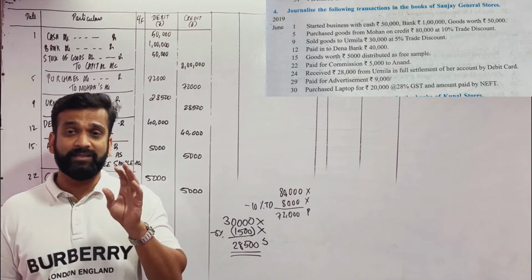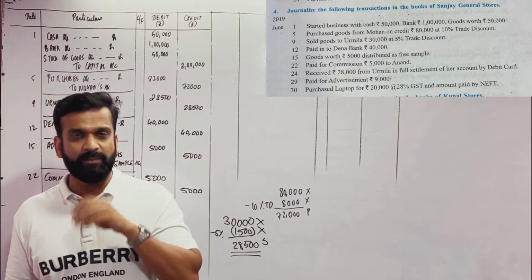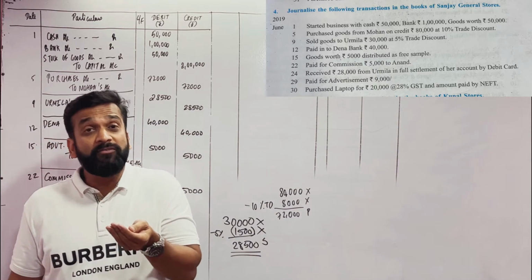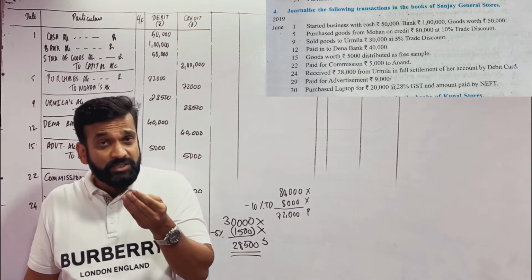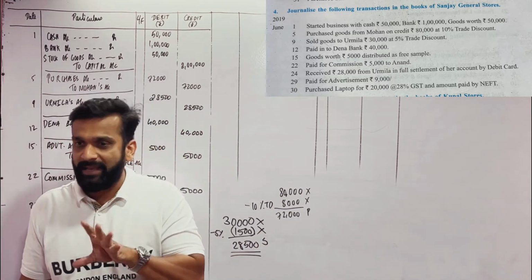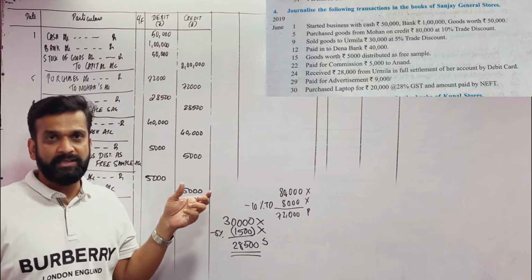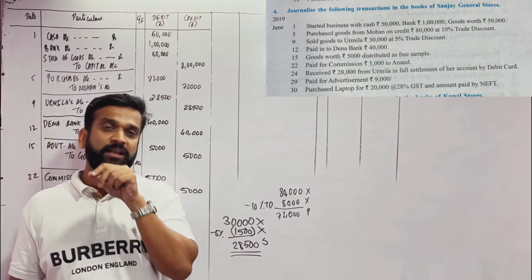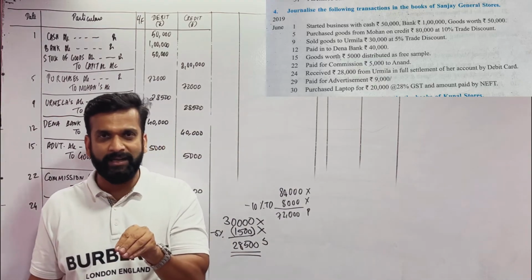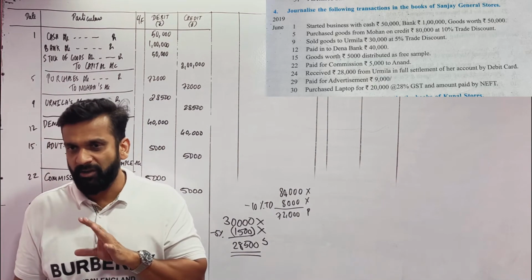Received, cash debit, cash comes in. But if you have received a check or if you have received through a debit card, that means bank account debit. And the word full settlement is given. Now, when the word full settlement is given, you have to understand that there will be some element of discount.